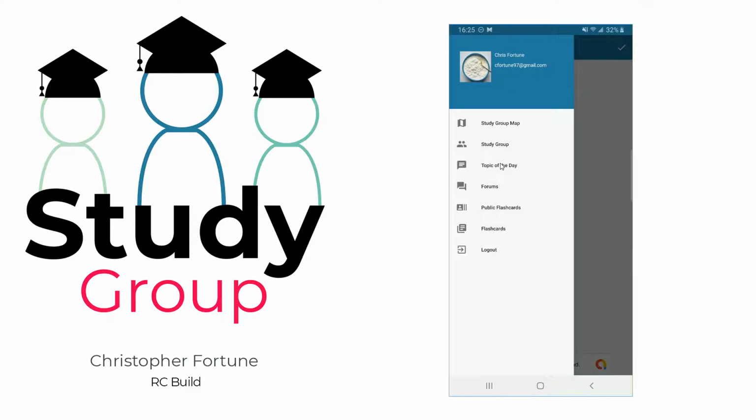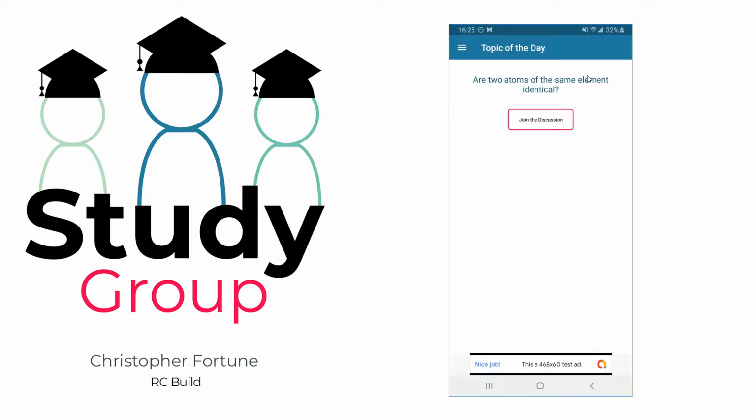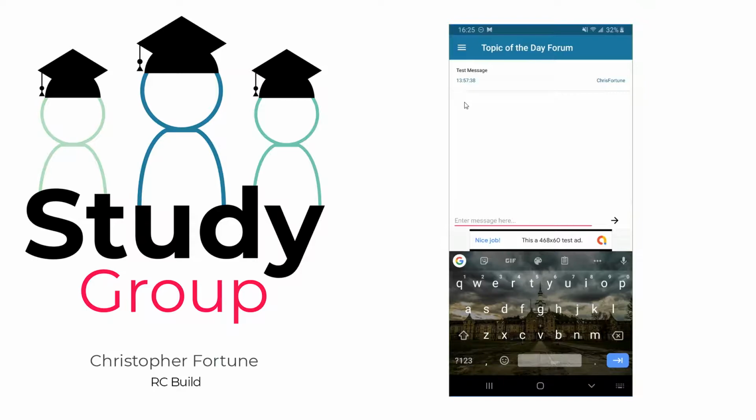Going down here to the topic of the day, from here, this will display a set topic, set every 24 hours, and if the user would like to join in on the conversation, they can do so by tapping on join the discussion. And from here, they have the ability to send messages to the other users about the topic. So if we were to just say, hello world, and send that, you can see that the message is displayed.